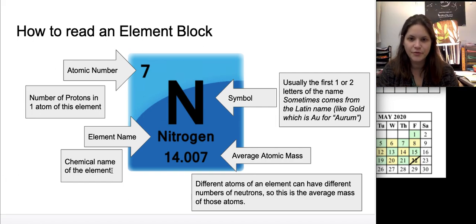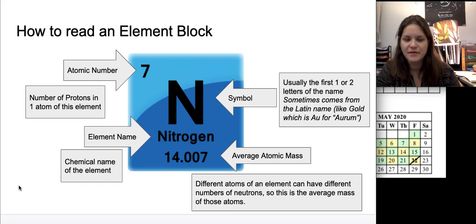Okay, I want you to know, when you're reading a symbol, that smaller number that's going to usually be right above the letter or in the corner, that's going to be your atomic number. And I want you to know that N represents the symbol. It's either going to be the first 1 or 2 letters of the name, and it could be a different funky name, like for gold, aurum is the name. Then you have the actual element chemical name, and then the average atomic mass.